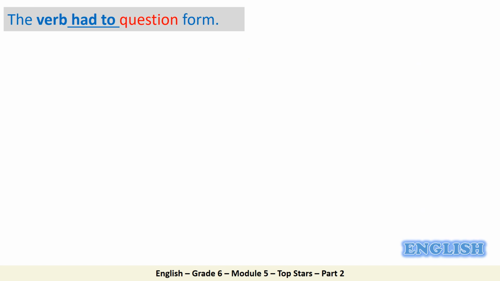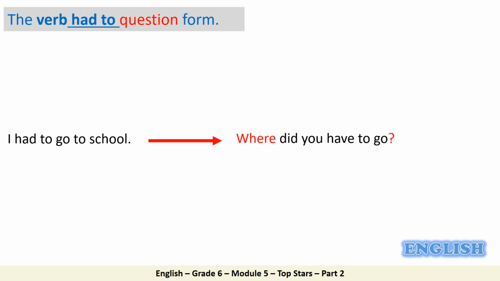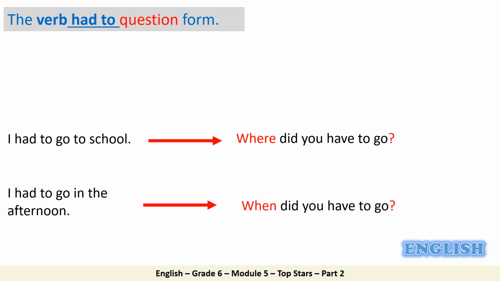Another way of asking questions with had to is to use the WH words. Let's learn how. Now, whose answer is I had to go to school? Very good. Where did you have to go? And whose answer is I had to go in the afternoon? Yes. When did you have to go?